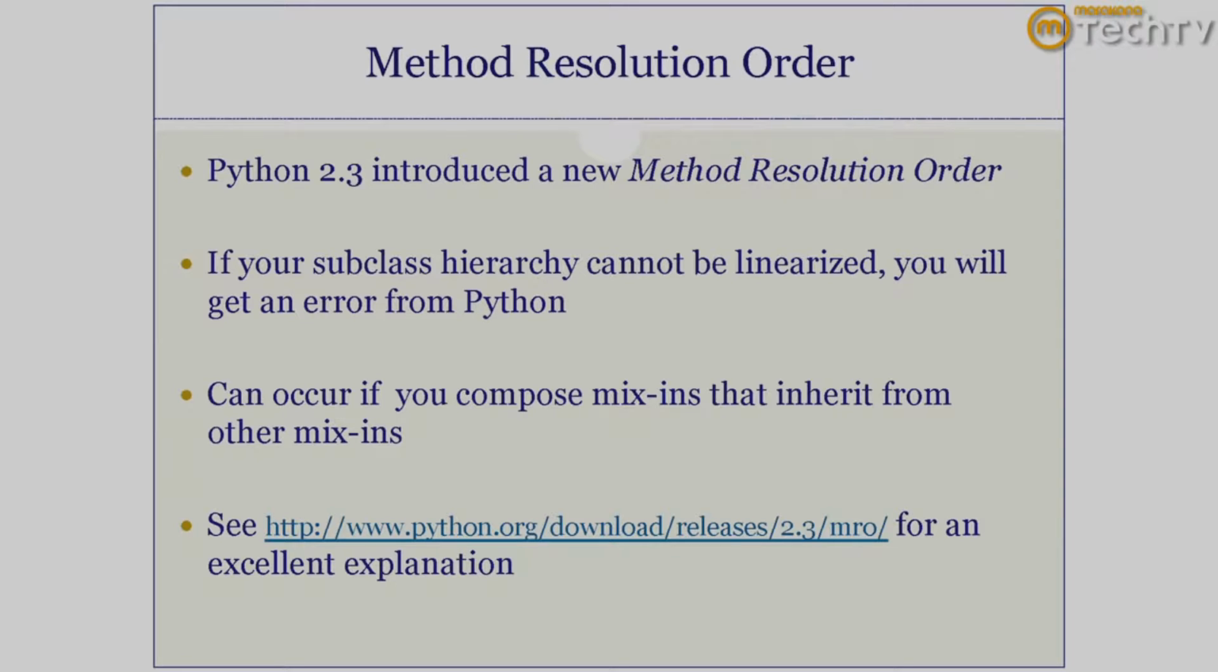In addition, it can get complicated to reason about, right? To try to figure out which method is actually implementing the particular method you're trying to call. This can occur if you compose mixins that inherit from other mixins; you can run into this problem. So one thing I recommend is this page on the Python website, which goes into detail on how this method resolution works. And later on, I'll talk about a way to avoid this problem altogether.